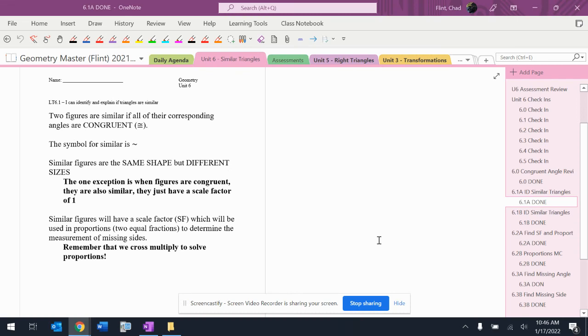So this unit is going to center around things being similar. I'm going to compare it to congruent to start with, because we've already talked about congruent and hopefully we have at least a small remembering of what congruent means.